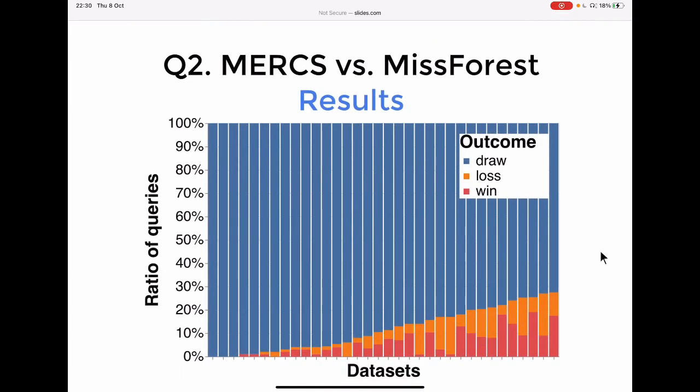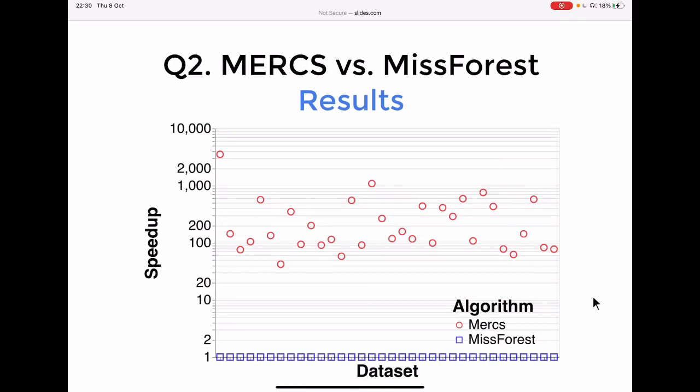Well, first, in terms of predictive performance, here you see a win-draw-loss comparison. In the overwhelming majority of cases across data sets, you see that this graph is mostly blue, which means in most cases there's absolutely no difference between using MERCS or MissForest. In some data sets, MissForest wins, but in other data sets, MERCS wins more. So in terms of predictive performance in this setting, you won't really notice the difference. That's the takeaway message.